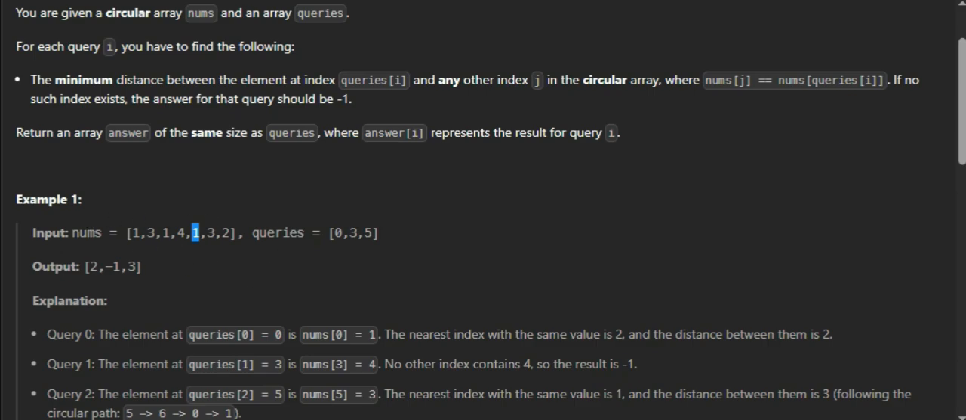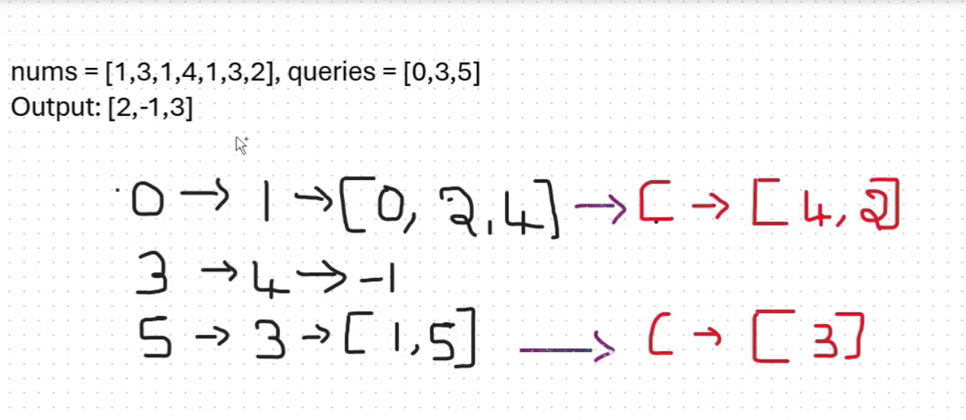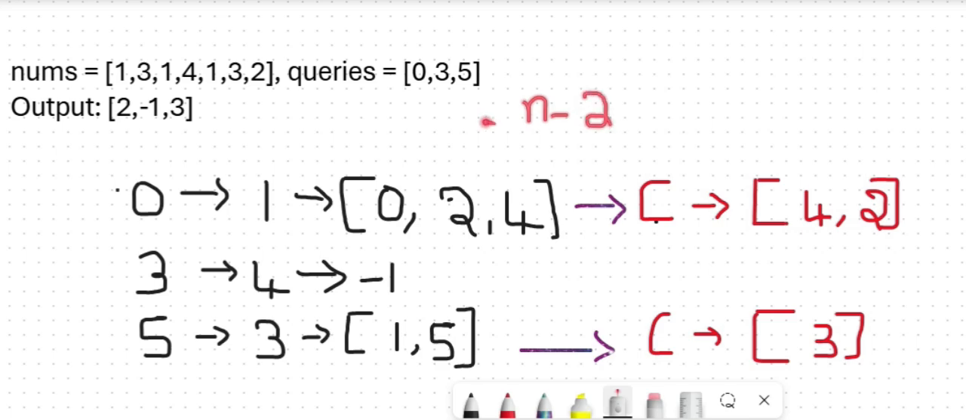Let me explain this with an example. Here is our first example. The first element is nothing but 1. Here the index is 0, so the element is 1. We have to find out wherever it is present. So 0, 2 and 4. We want to find the same thing in the circular path as we discussed yesterday. We just want to do n minus 2, where n is the total length of the array. So that is nothing but 4. Here 6 minus 4 is nothing but 2.